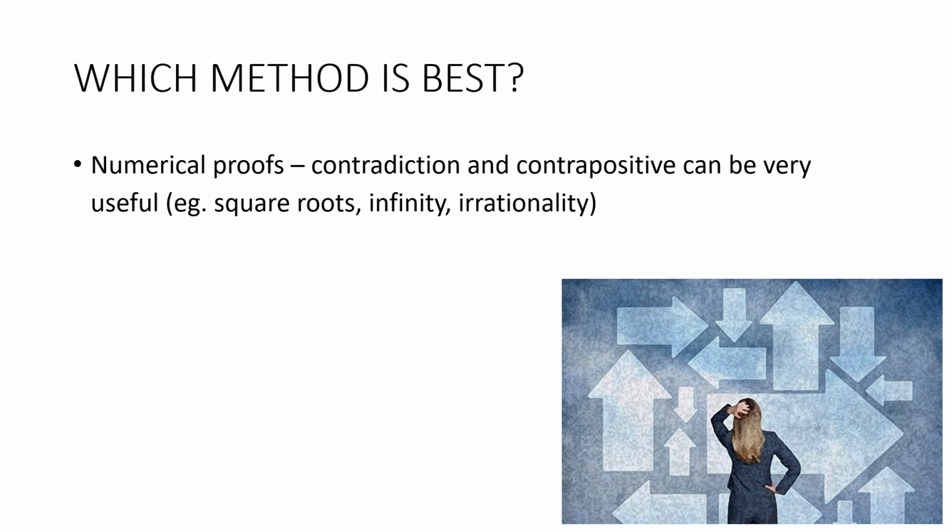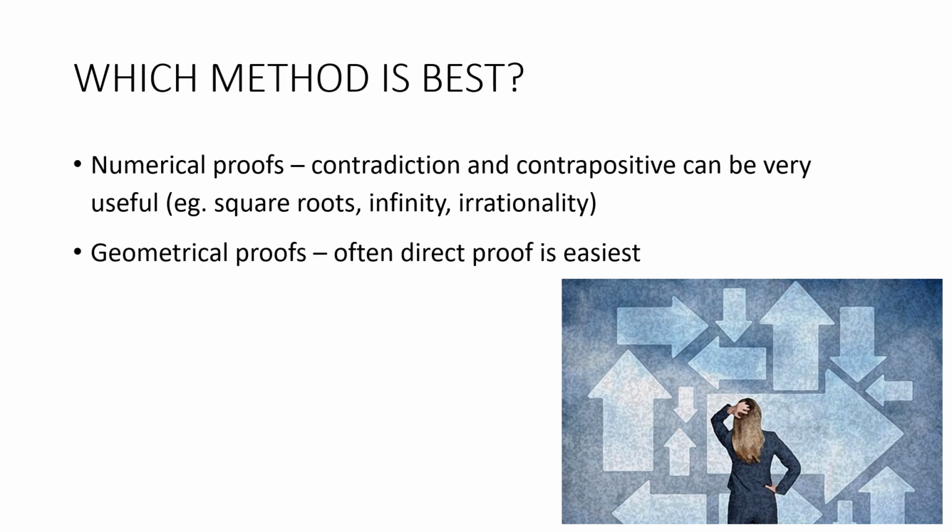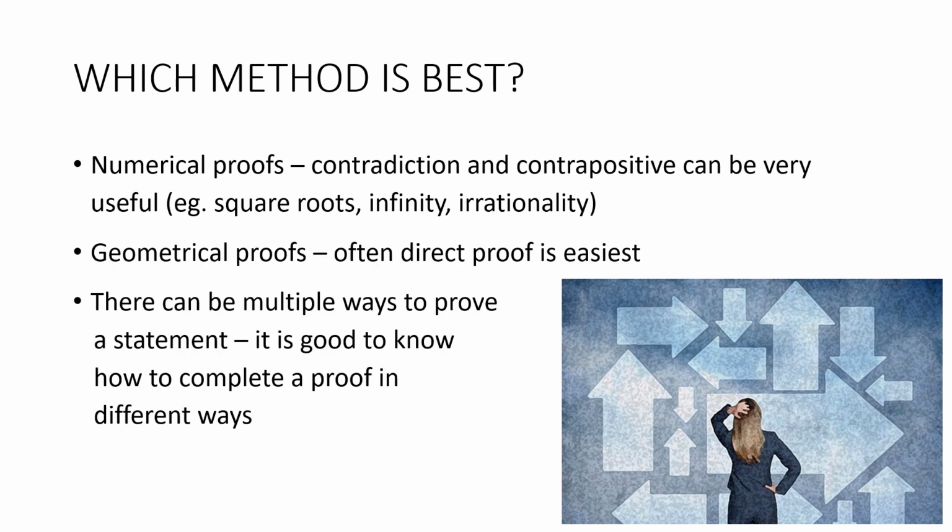So which method is best? Well, with numerical proofs, contradiction and contrapositive can be very useful, particularly with square roots, proofs involving infinity or irrationality. With geometrical proofs, often direct proof is easiest. And there can be multiple ways to prove a statement. It's good to know how to complete a proof in different ways, because sometimes you'll be told the method that you have to use. And also, some proofs involve multiple methods.